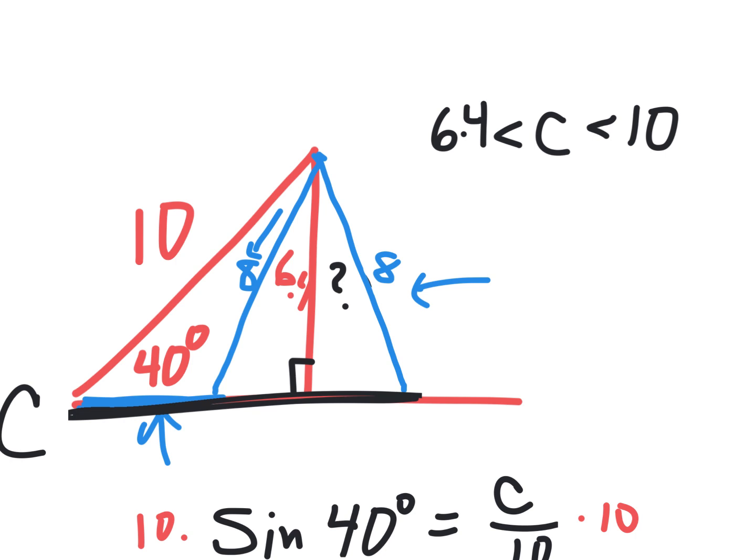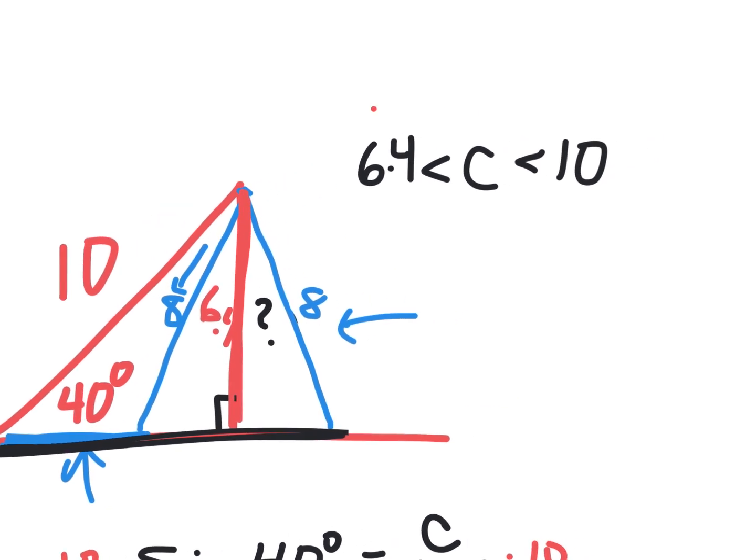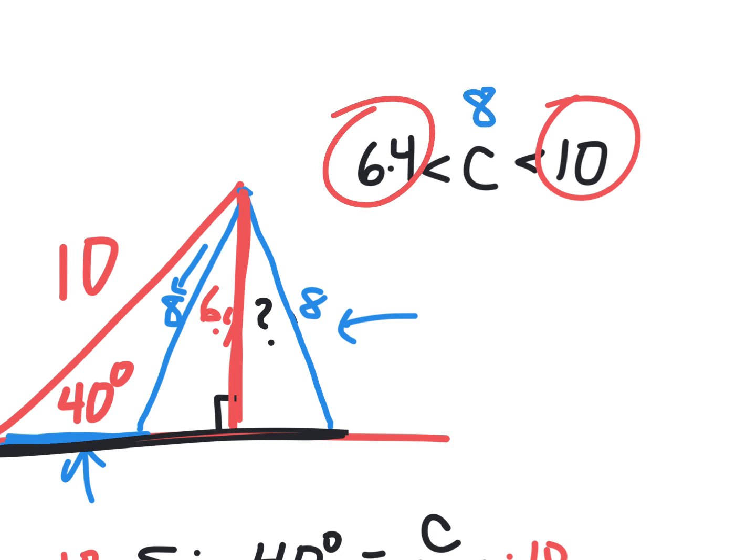But it can't be smaller than 6.4. In fact, it can't even be 6.4. Otherwise, it would be this side, and it wouldn't be ambiguous. It would be a right triangle, period, if it was 6.4. So if C is between that and that, it'll be ambiguous. So I've made my side be 8. Do you get 8 is between 6.4 and 10? Therefore, I got two triangles.